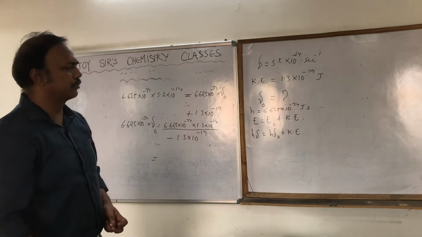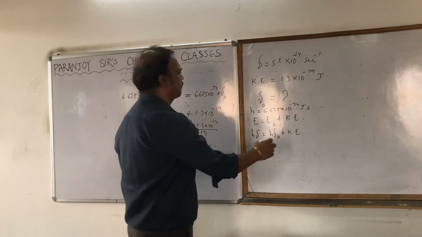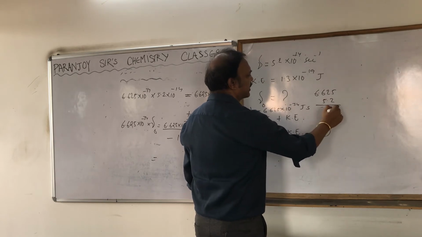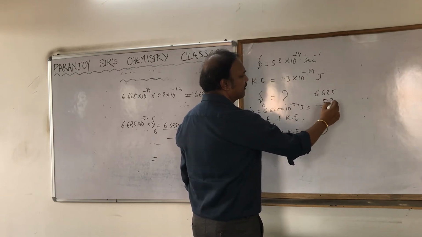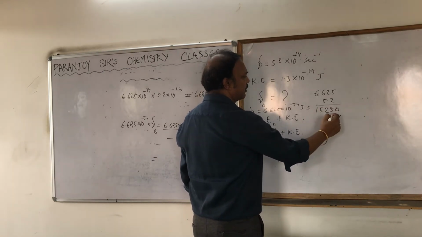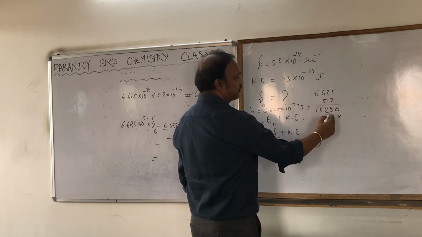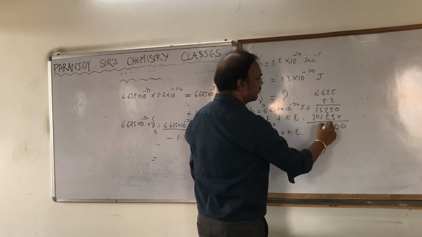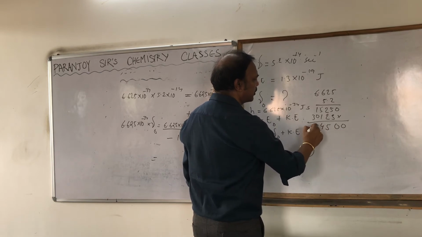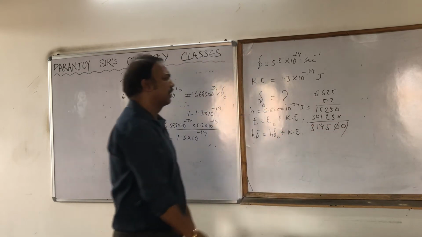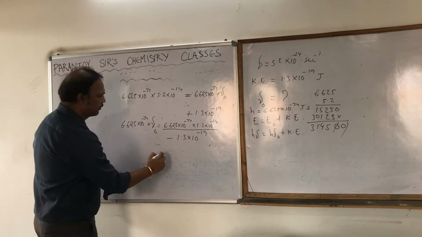What is 6.625 into 5.2? How much is coming? Tell me. 6.625 into 5.2 gives 34.45... let's work through it: the product comes to 31.45, right?